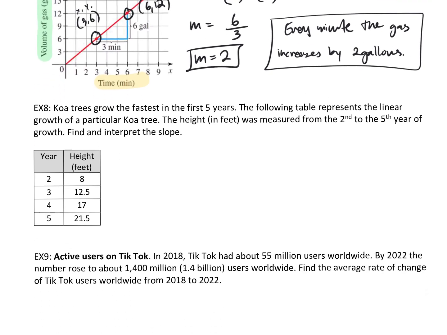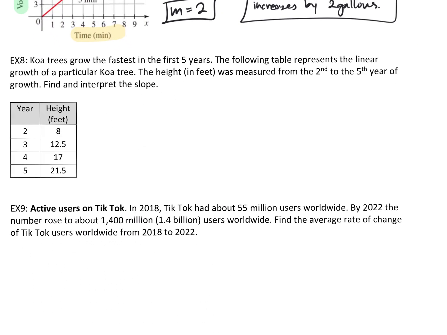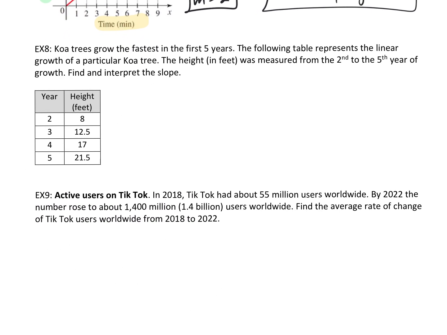So let's take a look at example 8. Koa trees grow the fastest in the first 5 years. The following table represents the linear growth of a particular koa tree. The height, did I say koala tree? Anyways, we're talking about koa trees. So the height in feet was measured from the 2nd to the 5th year of the growth. Find and interpret the slope. So again, for slope, you could pick any 2 points and compare them. So I'm going to go ahead and go with this point and this point because they're the solid numbers. Don't have any fractions or decimals going on.